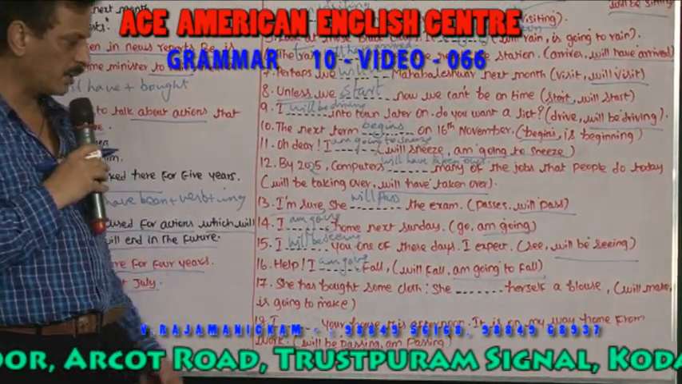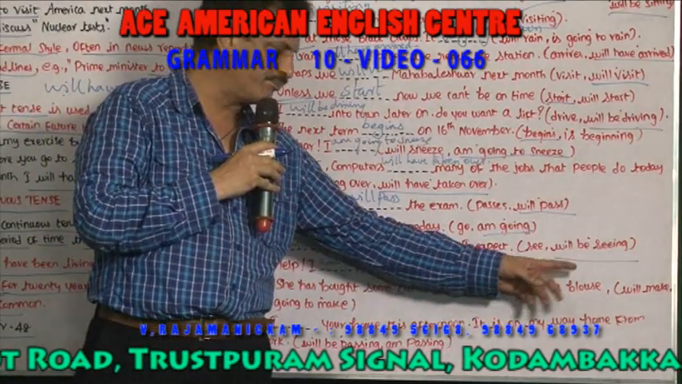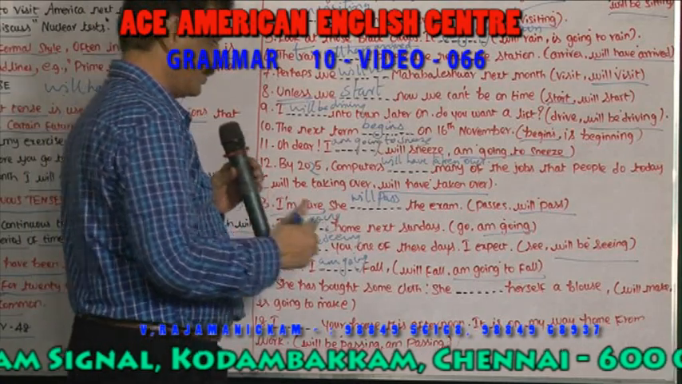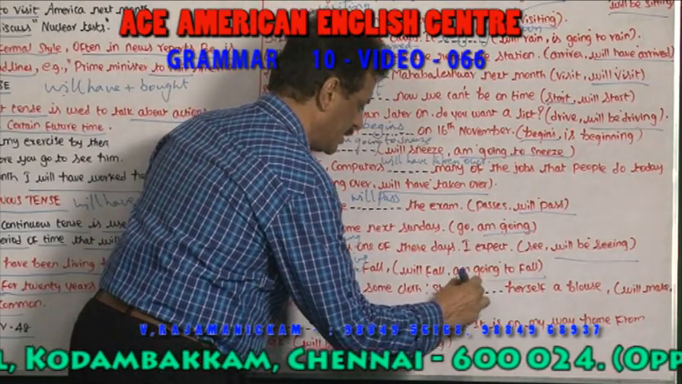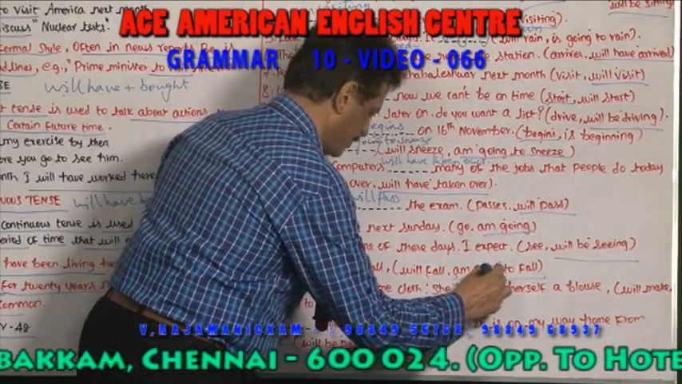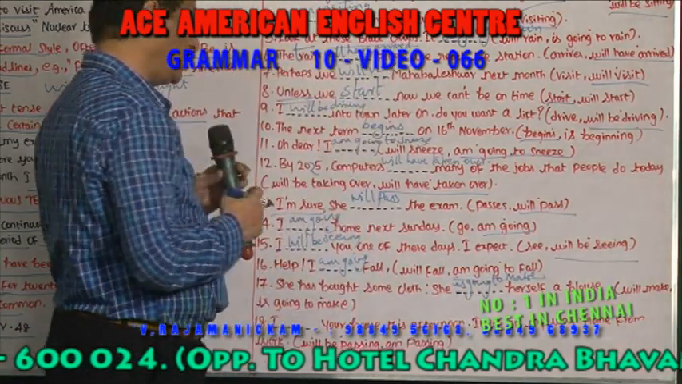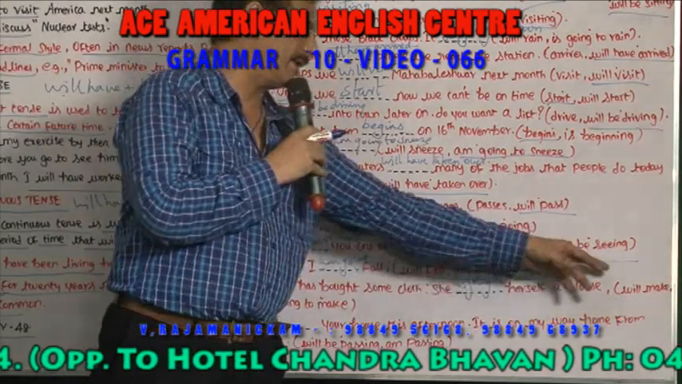She has bought some cloth. She is going to make herself a blouse. What do you say? Is going to make or will make? She is going to make herself a blouse. Why do you use is going to make rather than will make?